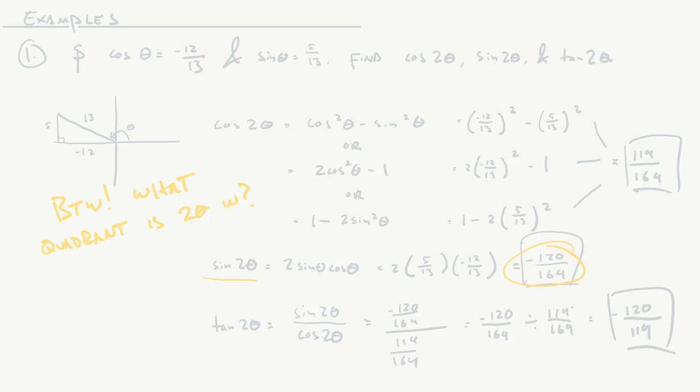It's negative 120 over 169. So what quadrant is cosine positive in and sine negative? Well, the only quadrant that's the case for is quadrant 4. So then we know 2 theta is in quadrant 4.